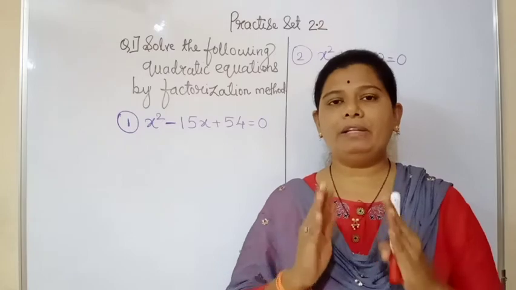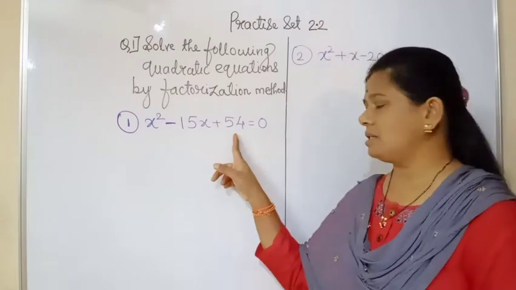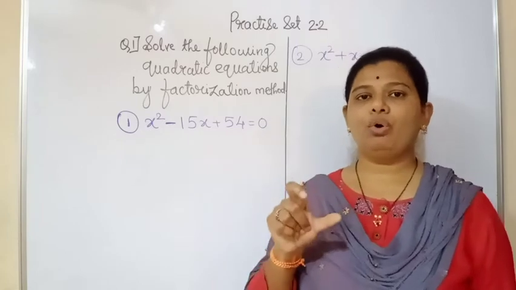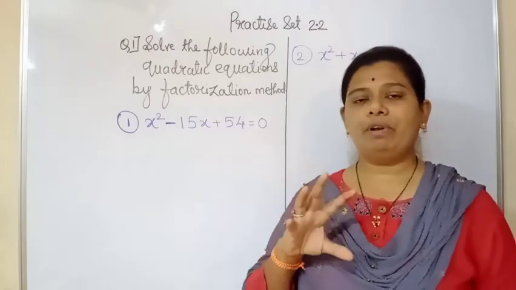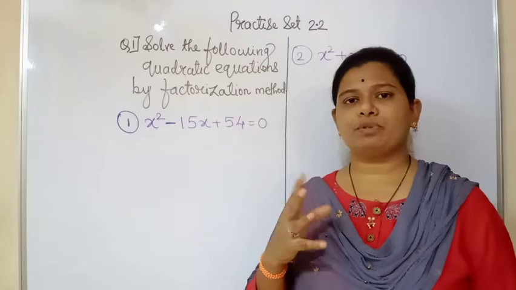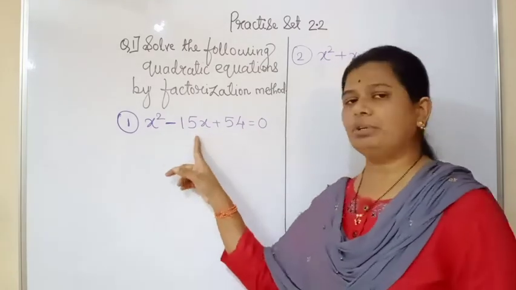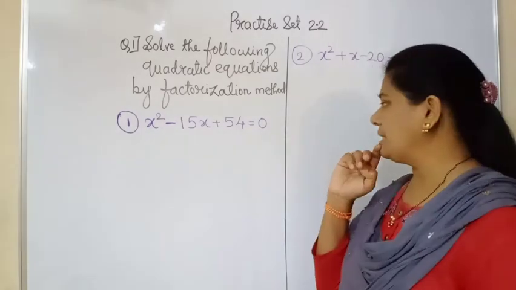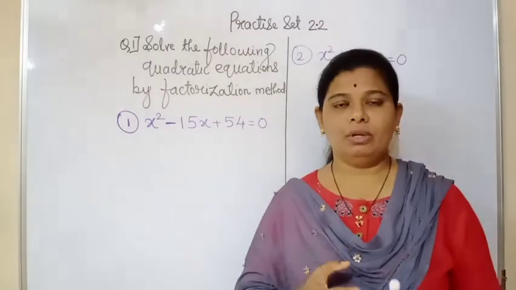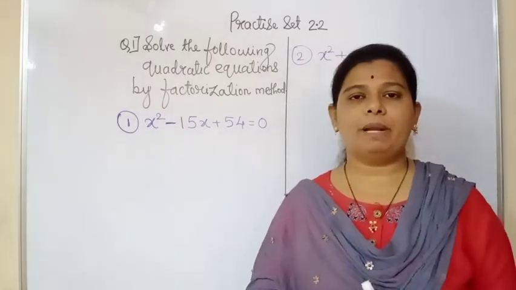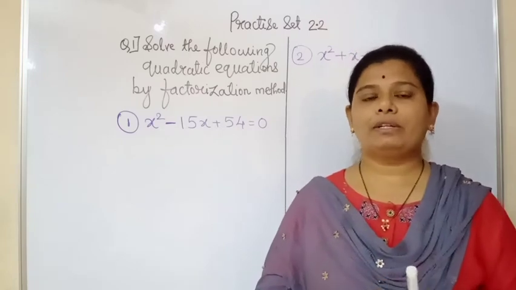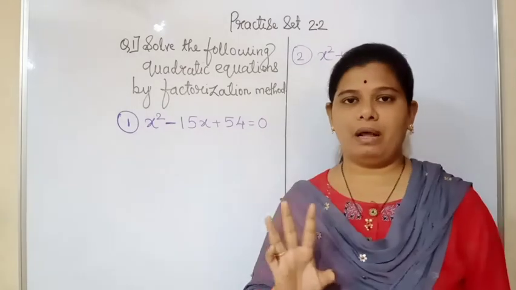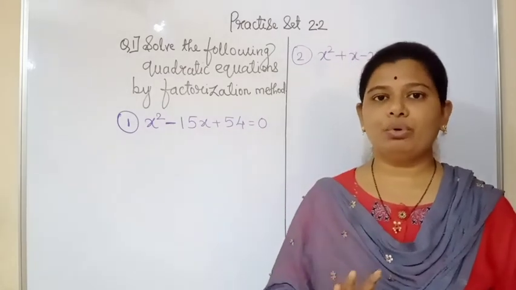When you find the factors of this last number, you should check whether those two numbers, when we add or subtract them, give us this middle number. That is, when we find the factors of the last number, the two factors we get should, after adding or subtracting, give us the middle number. Such factors you have to find.